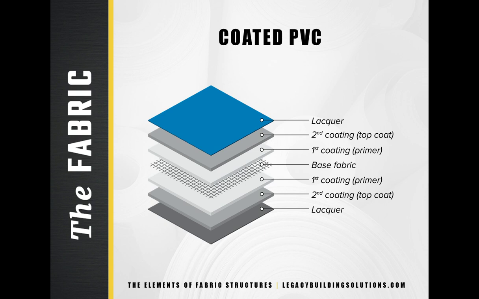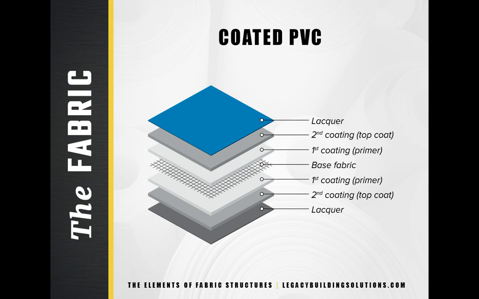Coated PVC fabric is one of the best-known architectural fabrics. Coated PVC fabric is made of a woven inner layer called scrim. The scrim is the basis of the fabric and provides the strength. In coated fabrics, such as Legacy's exclusive Exotech Elite PVC fabric pictured here, both sides of the scrim are protected by a primer, a protective coating, and a top coat lacquer.